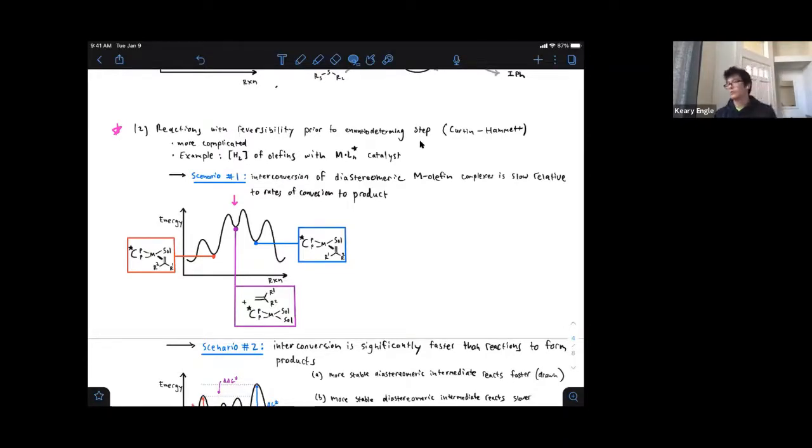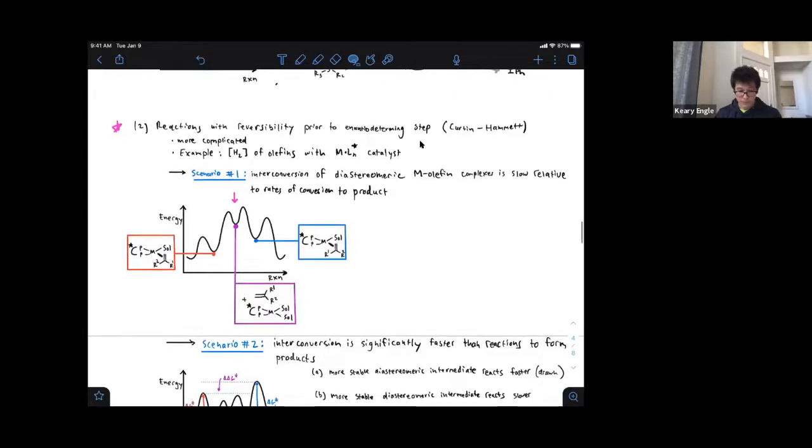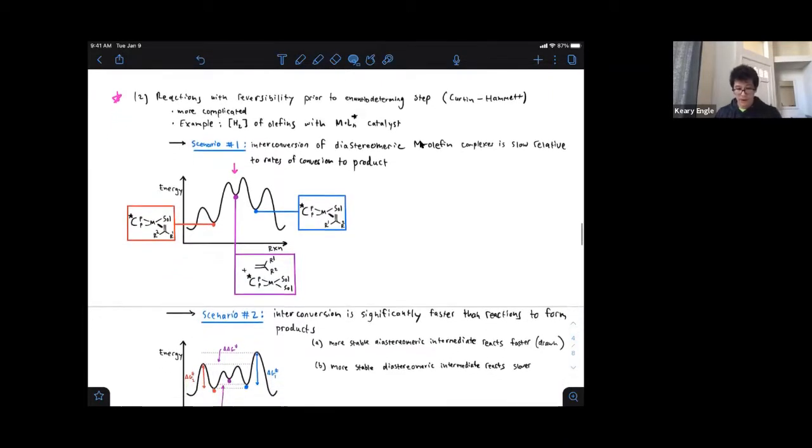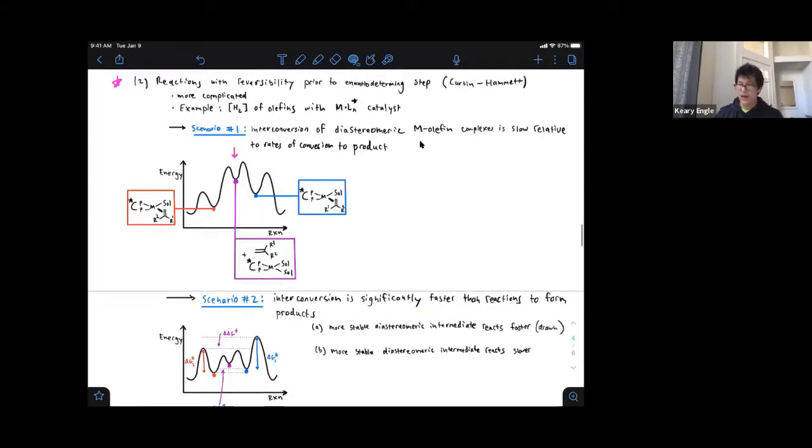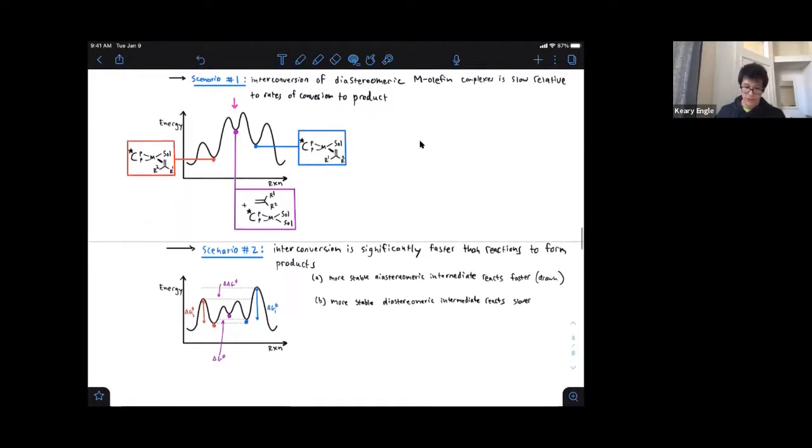And so to describe that formally, this means that the interconversion of the diastereomeric metal olefin complexes is slow relative to the rates of conversion of those intermediates to product. And now the opposite sort of situation can take place, where that interconversion is fast, or that interconversion is at least competitive with the rate of conversion to product. So let's consider that now, scenario number 2.